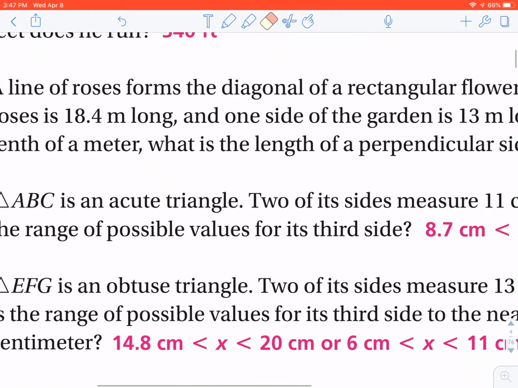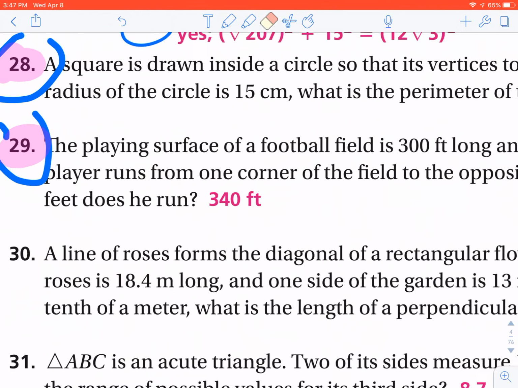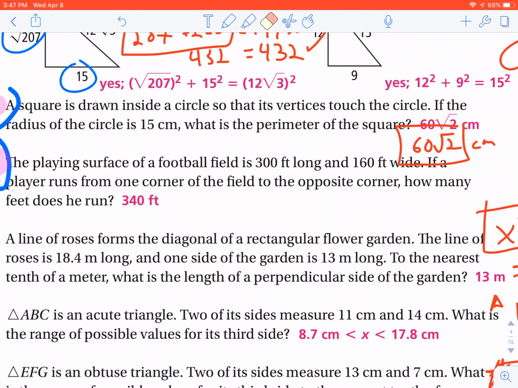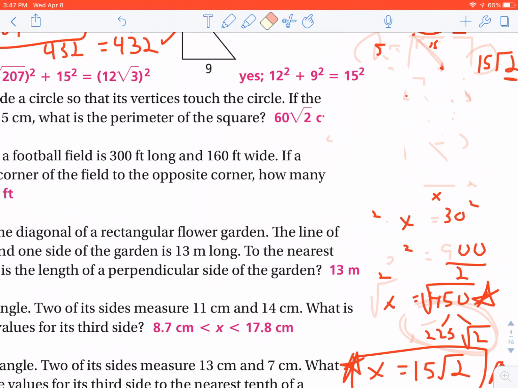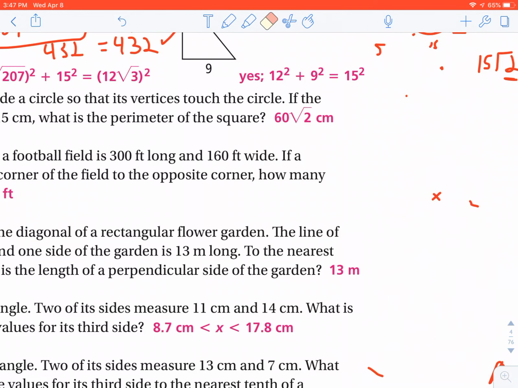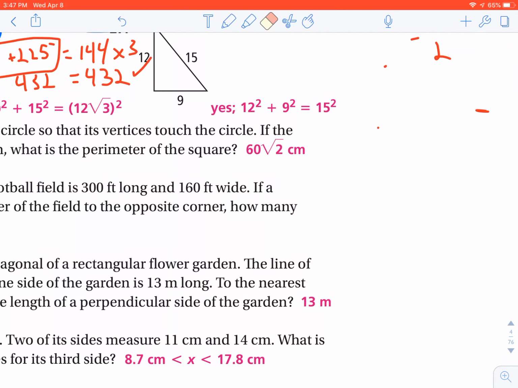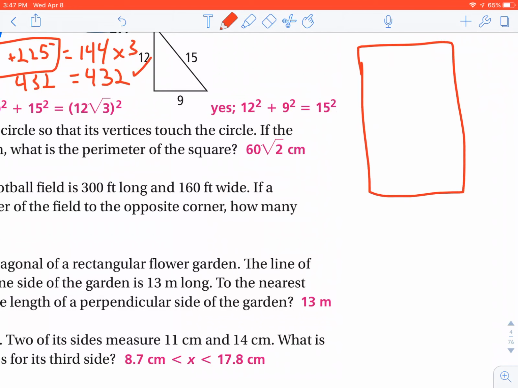So that was 28. I think I got to do 29. So 29, again, you're going to need a picture. You're talking about a football field that is 300 feet long and 160 feet wide. They're saying if a person ran diagonally from one corner to the other, how far would they run? Let me redraw this a little closer to scale. This would be your 160, that would be your 300. If you go from corner to corner, how far are you traveling?